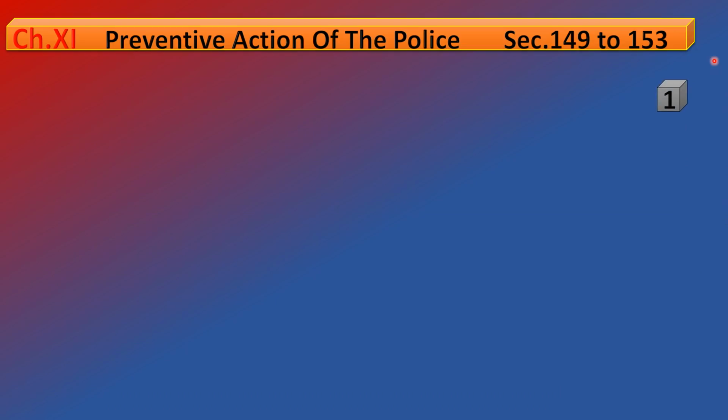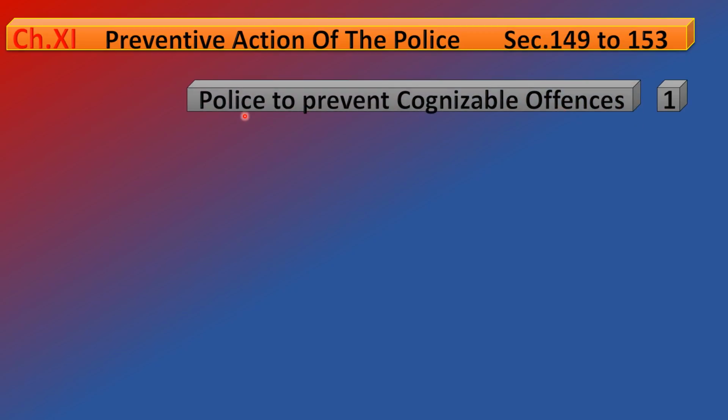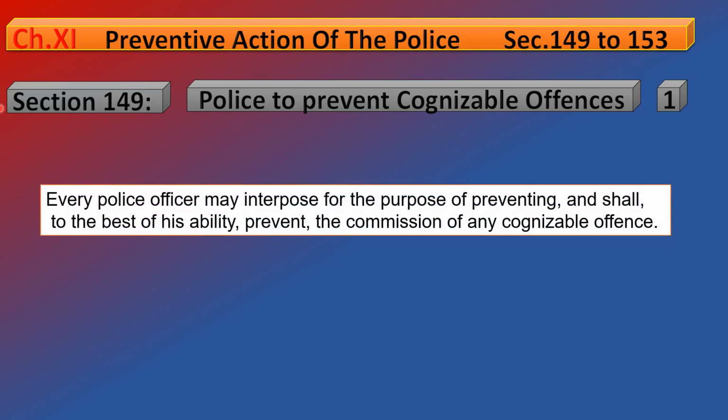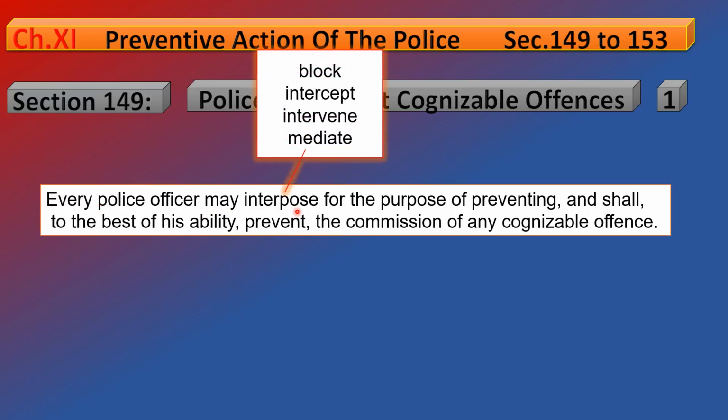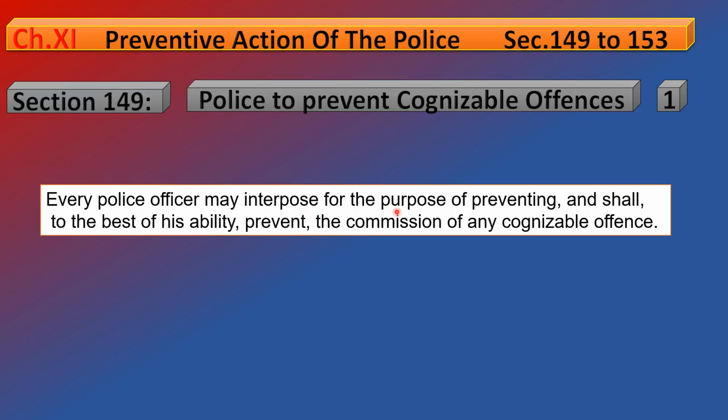First point of chapter 11, police to prevent cognizable offences as per the provision of section 149. Section 149 says every police officer may interpose. Interpose means to block, intercept, intervene, or to mediate. This is what he is going to do. But for what? For preventing, and shall to the best of his ability prevent the commission of any cognizable offense. So he is going to prevent any offense which is considered as cognizable.